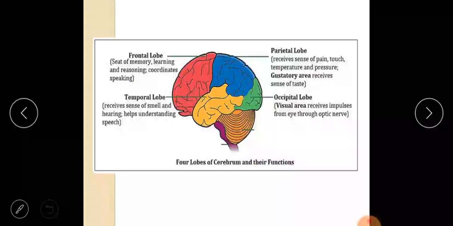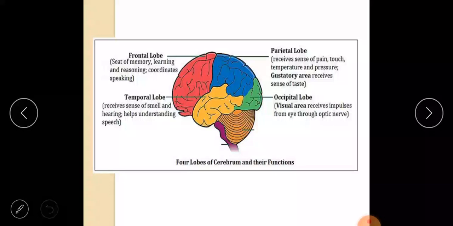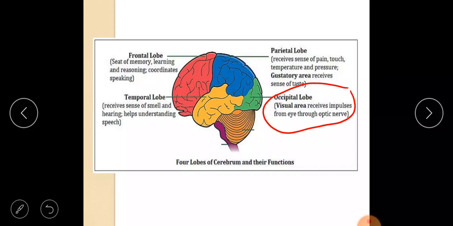The functions of these lobes have been mentioned here. The frontal lobe of the cerebrum is the seat of memory, learning, reasoning, coordination, and speaking. If any damage occurs, these responses will be affected. The temporal lobe receives smell and hearing, and helps in understanding speech. The parietal lobe receives the sense of pain, touch, temperature, pressure, and even taste. Then comes the occipital lobe. This lobe is responsible for the visual area because the visual reflexes or association centers are present in this region.